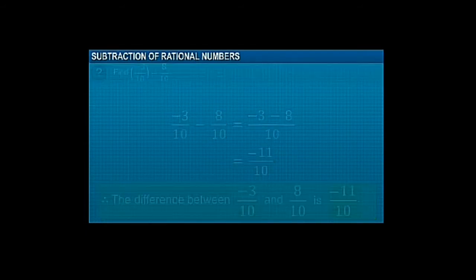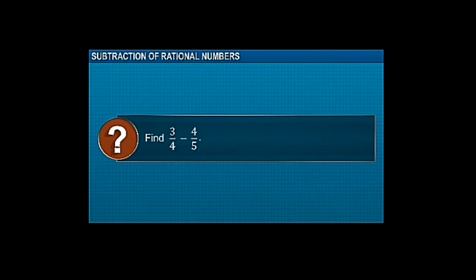Minus 11 by 10 is also a negative rational number. Find 3 by 4 minus 4 by 5.